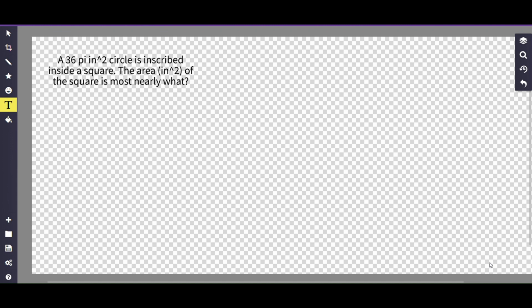So, what are we talking about here? Let's break down the question. What do we know? We know that we have a 36 pi inch squared circle. That right there should tell you a little bit. That is a diameter that we can utilize.